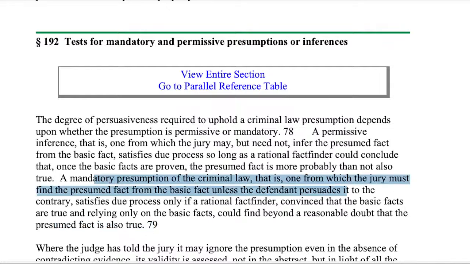So, the jury must find the presumed fact from the basic fact, that is the mandatory presumption, but that's unless, and we're considering this from a prosecutorial standpoint here, unless the defendant persuades it to the contrary. It satisfies due process only if a rational fact finder convinced that the basic facts are true and relying only on the basic facts, now we're at a different level here, could find beyond a reasonable doubt that the presumed fact is also true. So, could.